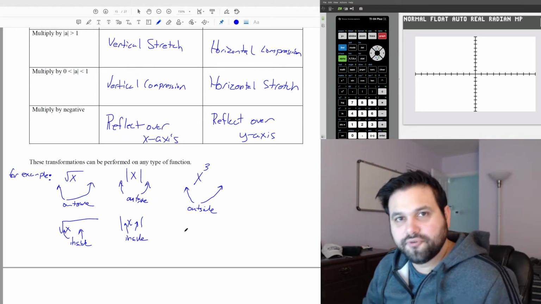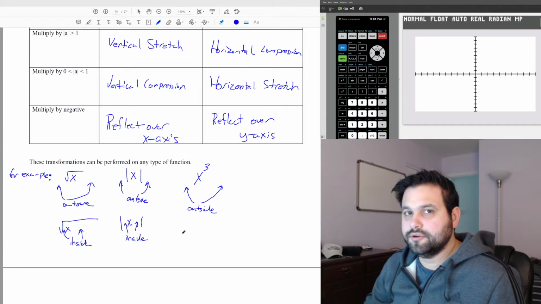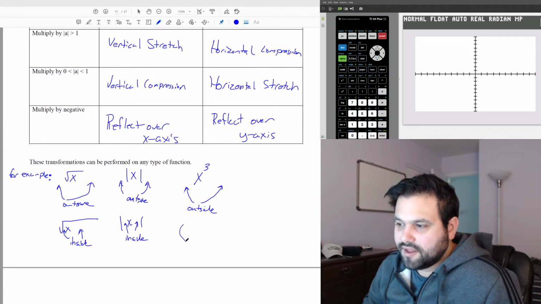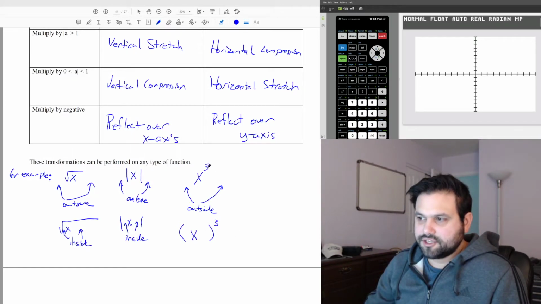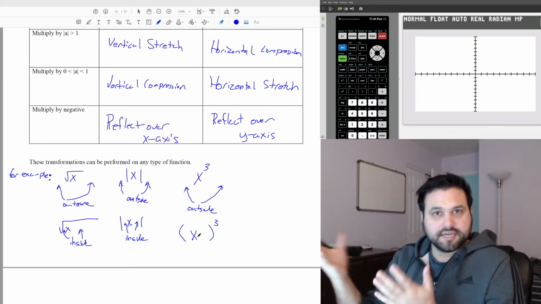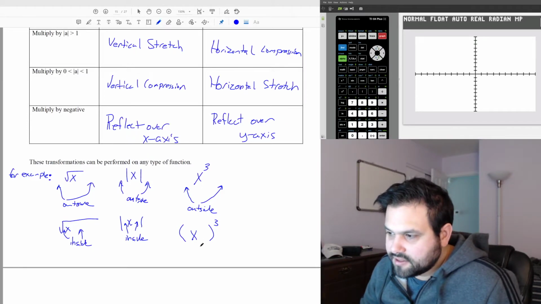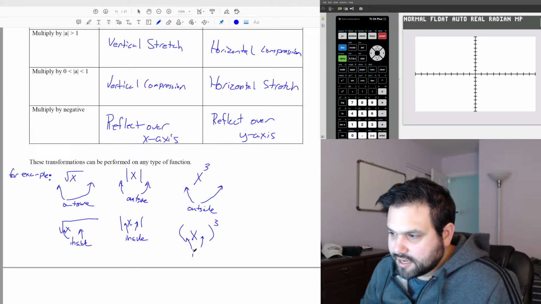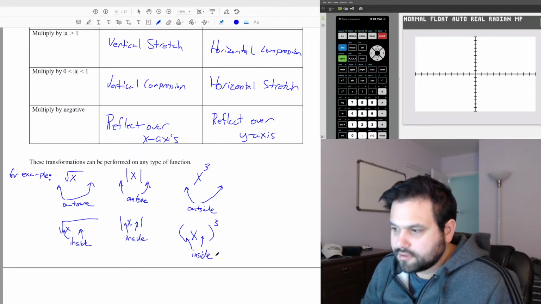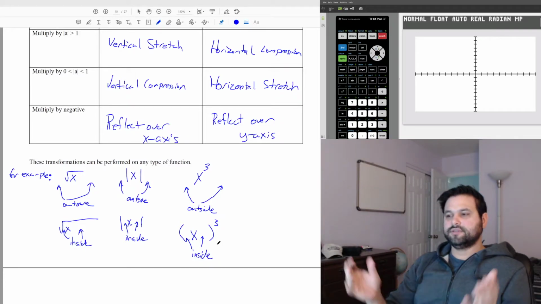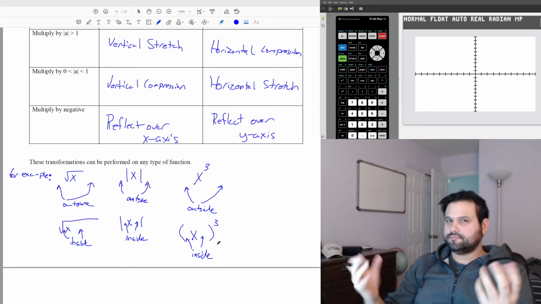That means before I cube it, and essentially what we would have to do is put parentheses, because now we know that x cubed is the same as parentheses x, cubed. Anything inside here is now an inside transformation. So that's being inside the function, sort of.